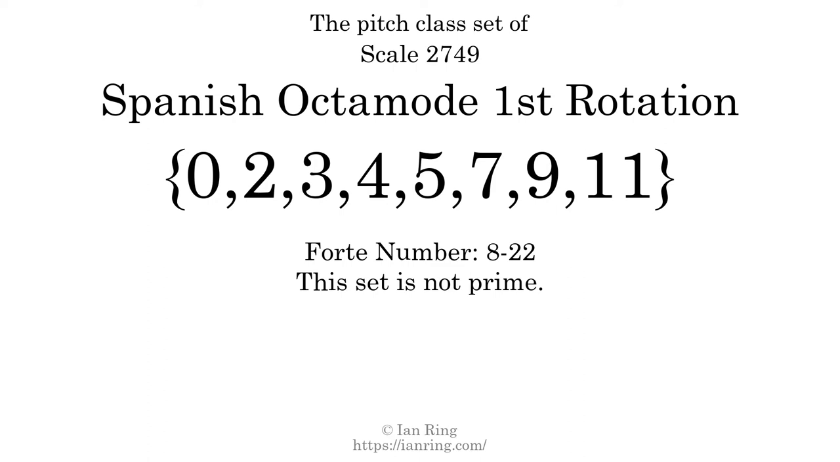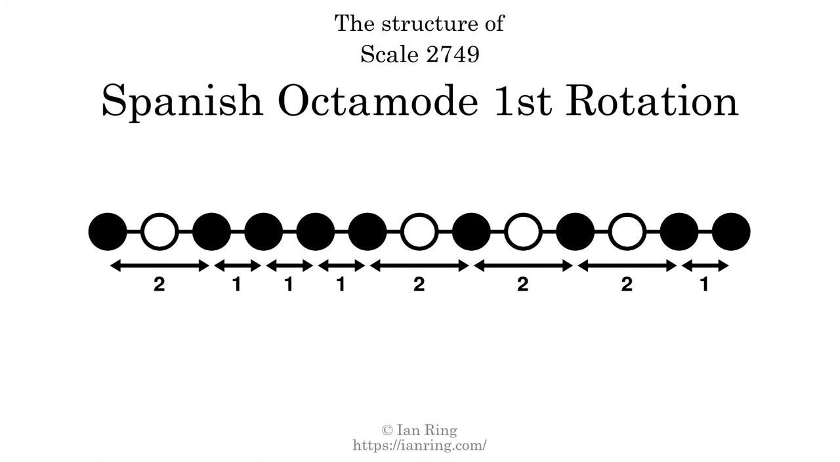The Forte class is 8-22. This set is not prime. The structure of a scale is a description of the interval distance between each successive tone. This scale has a structure of 2-1-1-1-2-2-2-1.